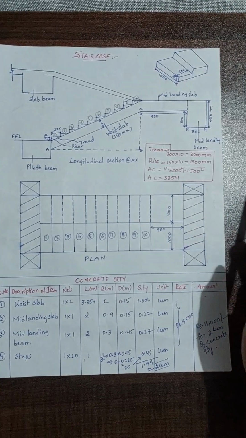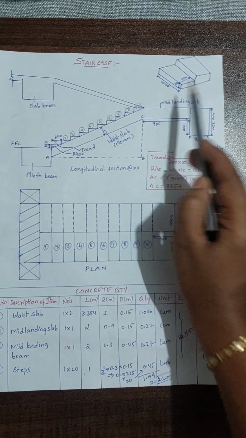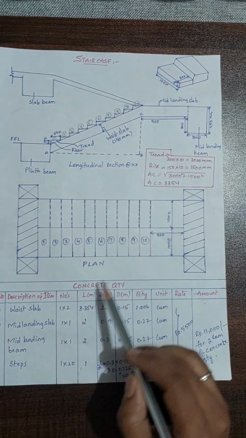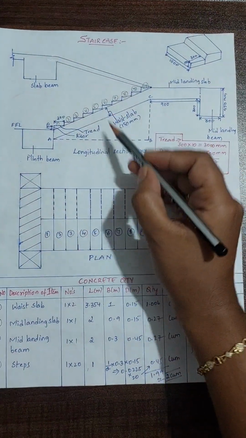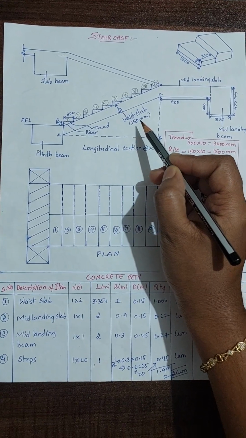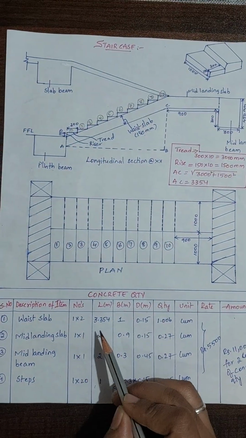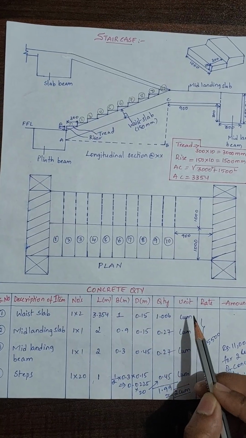So here you can see the breadth which is 1000 mm. So waist slab breadth is 1000 mm which is 1 meter and the depth here you can see waist slab depth is 150 mm which is 0.15 meters. So after multiplication of this we will get 1.006 cubic meter.